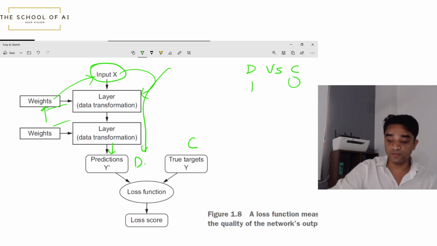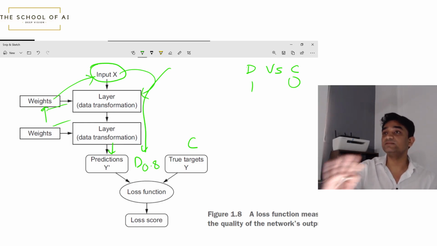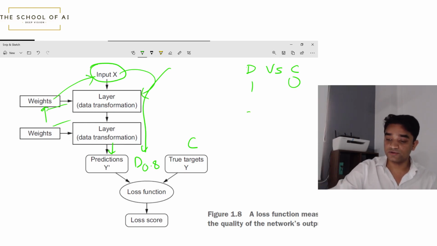Now we are predicting some number there. We are predicting that I'm seeing 80% features of a dog here, but this was supposed to be a cat. So our loss is going to be (0.8 minus 0) whole square. It's a big loss which is flowing in.